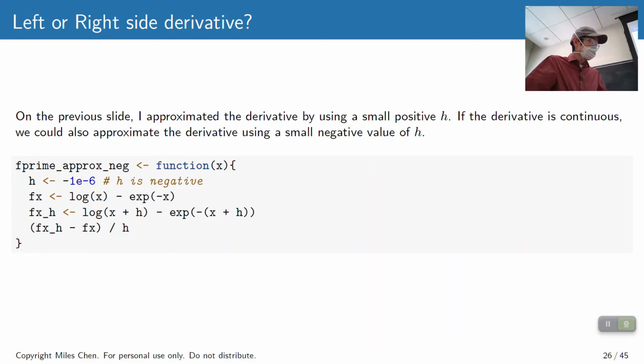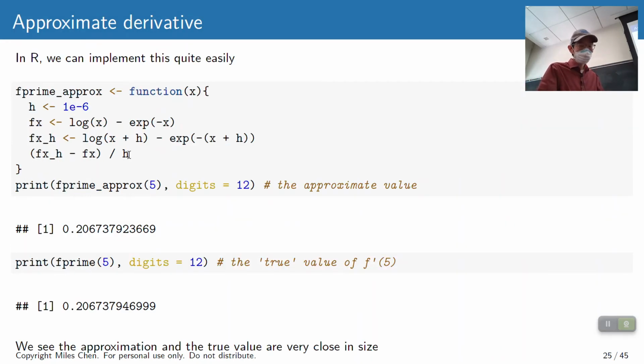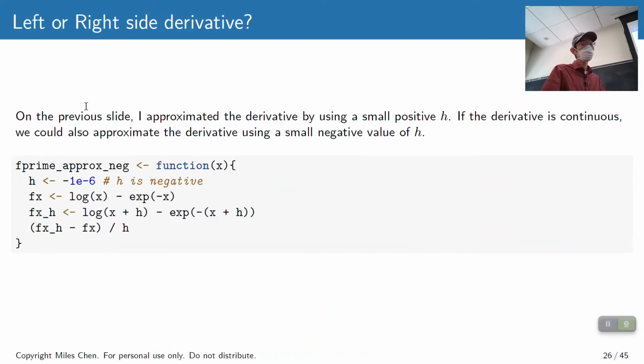The way I calculated this was I calculated the value of the function at 5, and I calculated the value of the function at 5 plus 10 to the negative 6. What if instead I calculated the value of the function at 5 and the value of the function at 5 minus 10 to the minus 6, okay? So what if my h is negative? Okay, how is that going to compare?